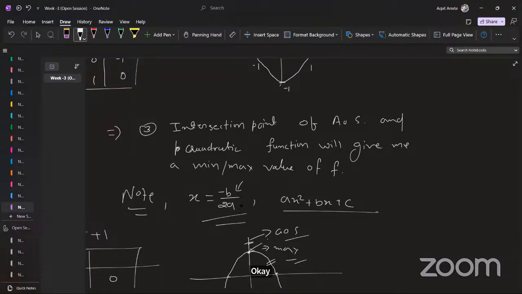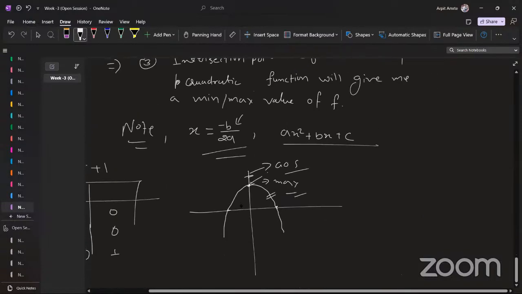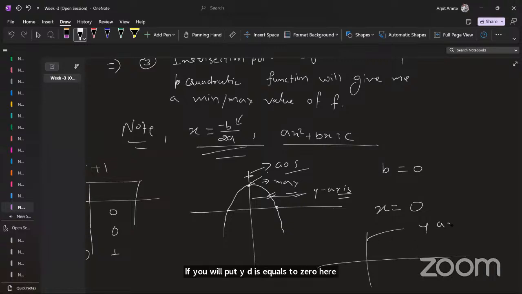So I also have a doubt: will the axis of symmetry always be on the x-axis? Can the y-axis be the axis of symmetry? This is the y-axis, right? But sir, you wrote x equals minus b by 2a. This is the equation of a line. If you put b equals 0 here, your equation will look like x equals 0, and x equals 0 is the y-axis only, no? Okay, I understood your point.